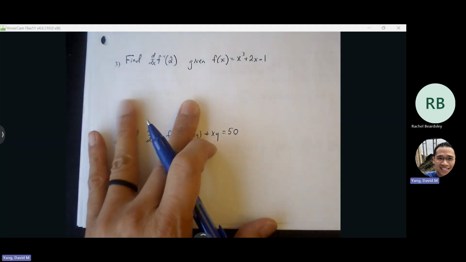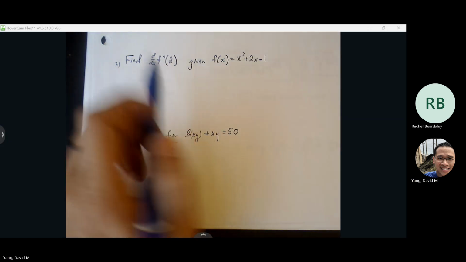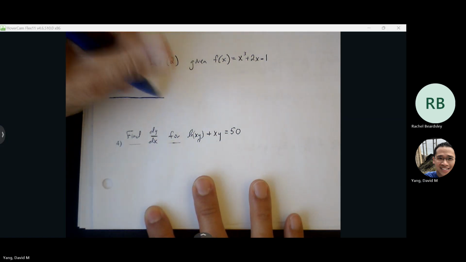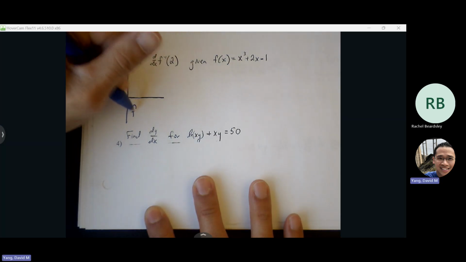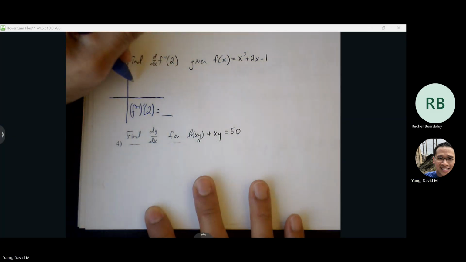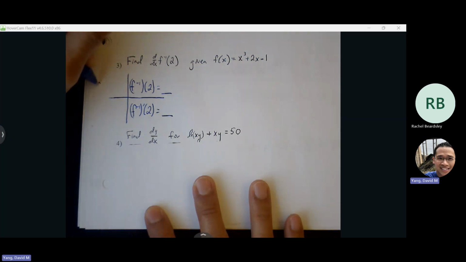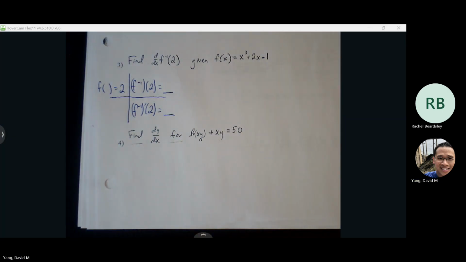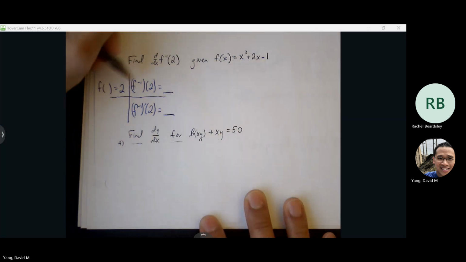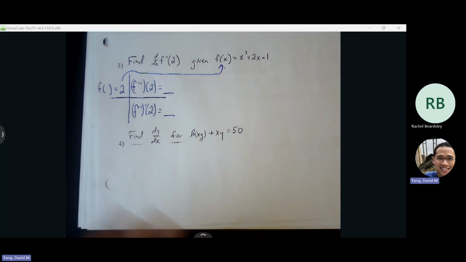Number 3 is that chart process we're working on. We're trying to find the derivative of f inverse at 2. We know 2 is the x value of my inverse function, which must mean that 2 must be the y value of my original function. Now we're working on trying to figure out what that x is for that ordered pair.